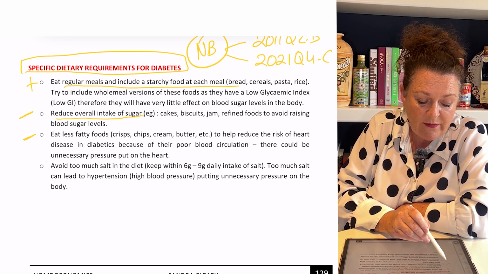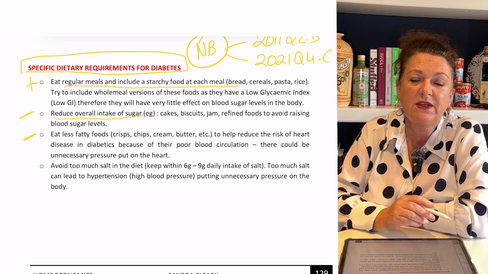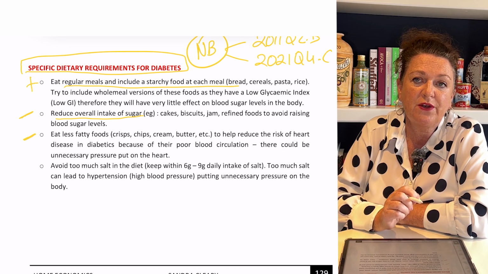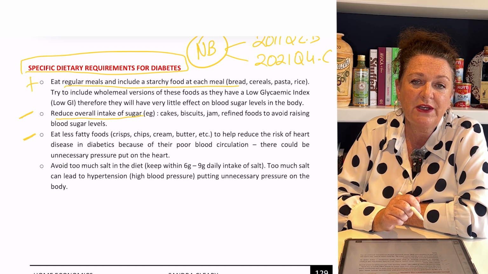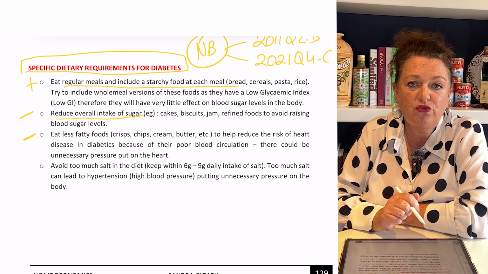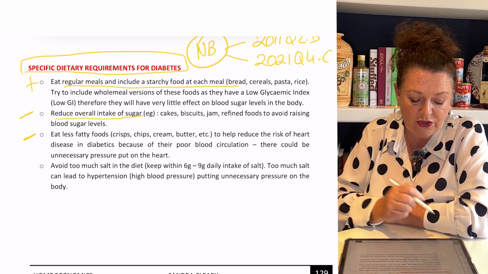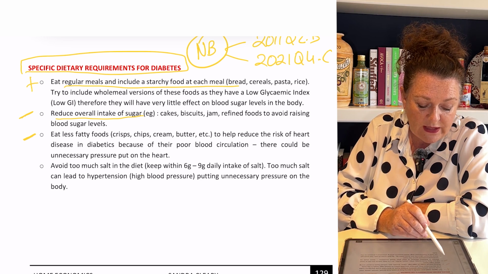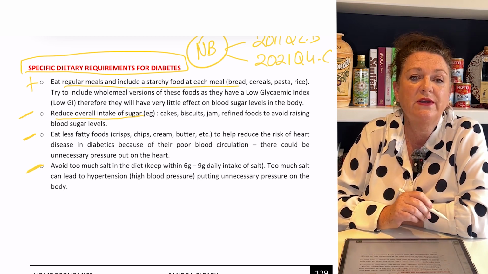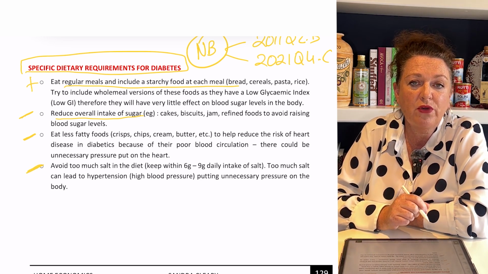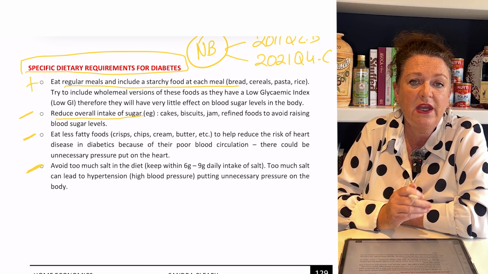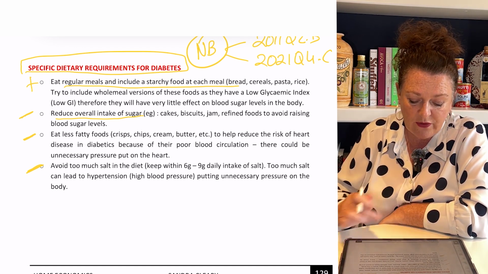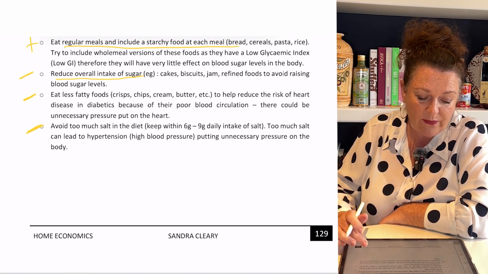Eat less fatty foods, because if your circulatory system is not good, that means you have to make sure you have a really healthy heart. So avoid high levels of saturated fats so that you don't raise LDL cholesterol and put pressure on your heart. Avoid too much salt in the diet, because that can increase blood pressure. We said to keep within a healthy range of 6 to 9 grams a day. Increased blood pressure can also put pressure on the heart, which we should be aware of.